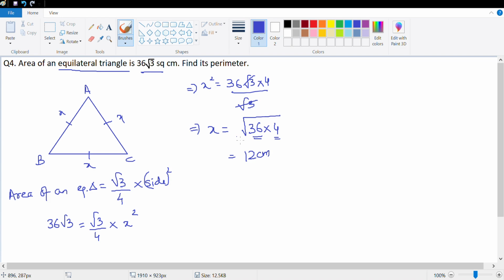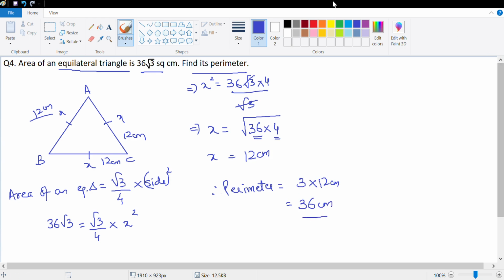So that's the length of each side. So this is 12 centimeter, this is 12 centimeter, and this is 12 centimeter. Perfect. Next we need to calculate the perimeter. Therefore perimeter is equal to 3 times, because all three sides are equal, 3 into 12 centimeter, which is 36 centimeter. Perfect. This brings me to a close of this video.